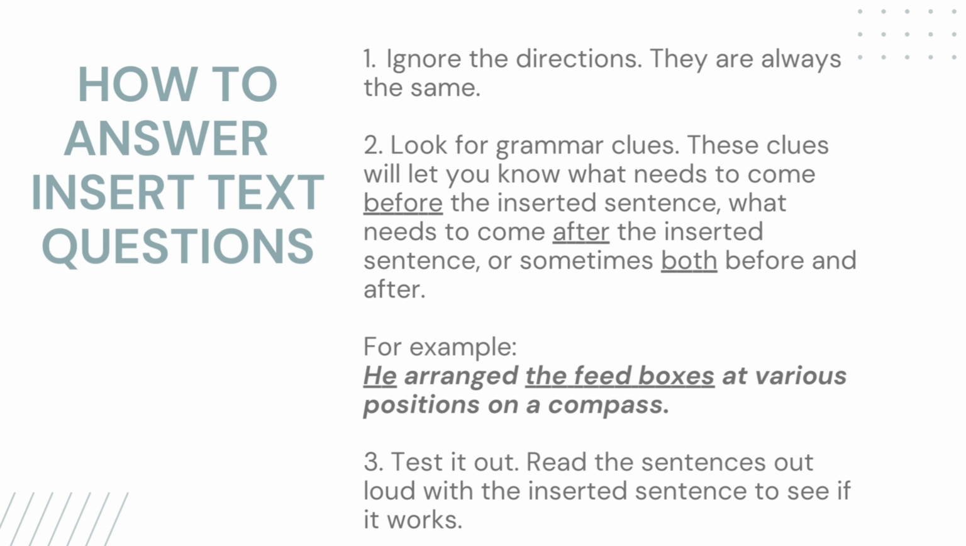He arranged the feed boxes at various positions on a compass. He is a pronoun. It must follow the noun that it is referring to. So in the sentence before, there should be mention of the person that they're referring to, which I think in this case is Kramer, again, the scientist with the birds. And the feed boxes, talking about those specific feed boxes again. So there's probably mention of the feed boxes in the sentence before.